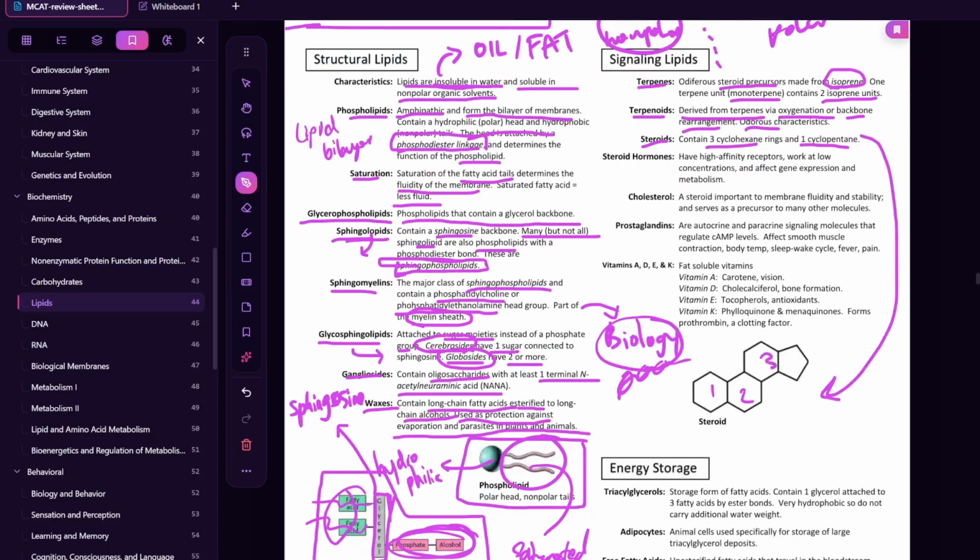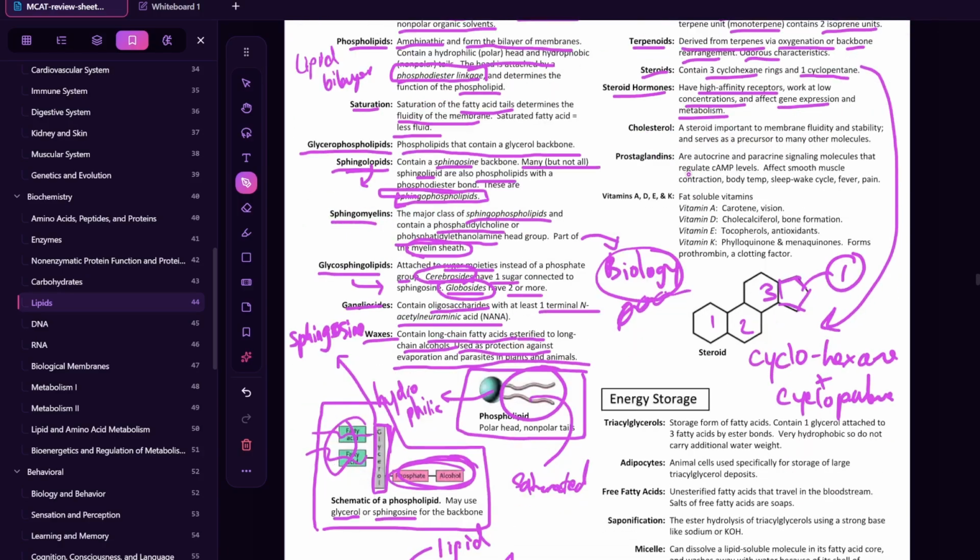Here's the cyclohexane, cyclo for like hexane, plus cyclopentane. Here's pentane, 1, 2, 3, 4, 5. There's only 1 cyclopentane. And now steroid hormones have high affinity receptors and work at low concentrations, and they affect gene expression and metabolism. Cholesterol is important to membrane fluidity.